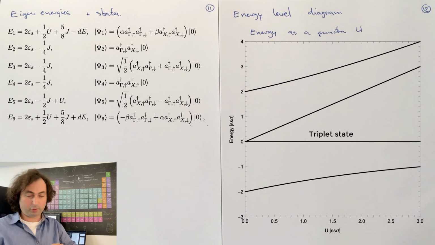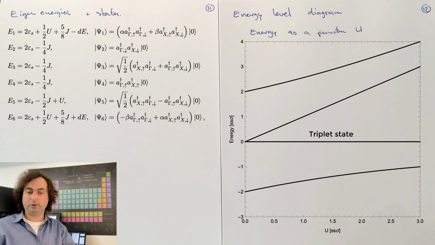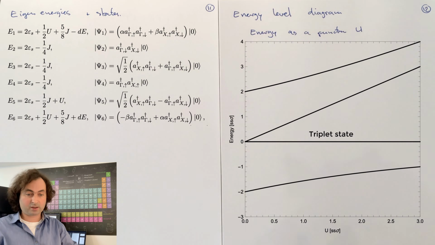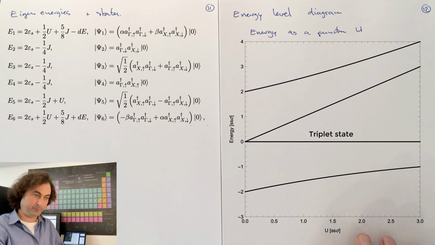Whereas the doubly occupied state of the bonding and the doubly occupied state of the anti-bonding state interact with each other, they mix. They become non-single Slater determinants, and they are a superposition of doubly occupied at gamma and doubly occupied at X, and the energy dependence as a function of U is not linear.